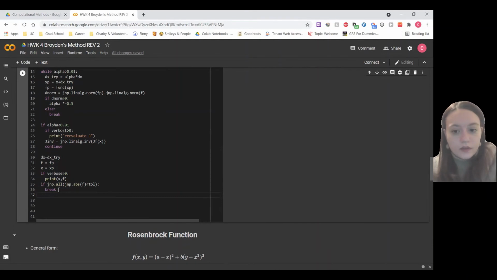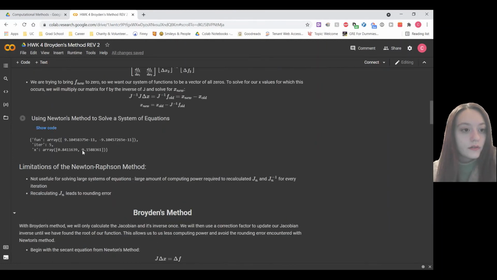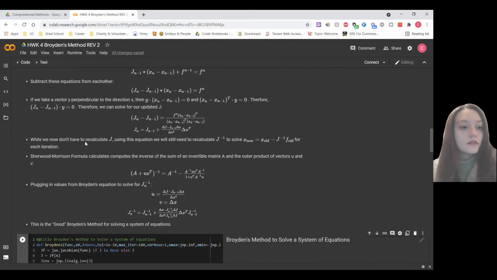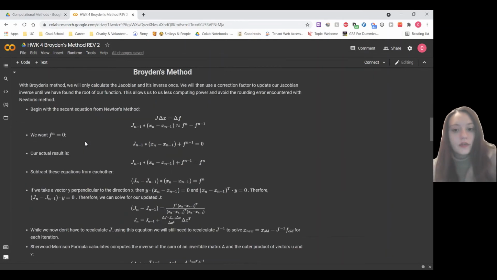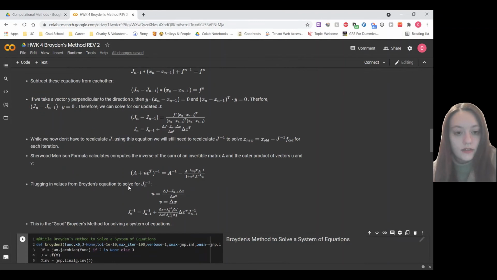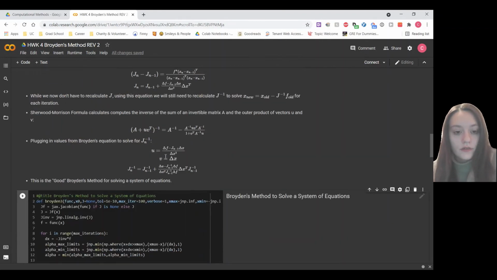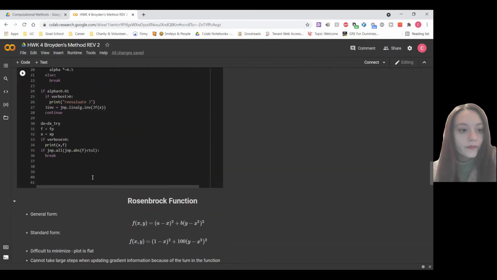So, okay. Now that we have calculated f, we've gotten it sufficiently close to 0, so now we want to update our Jacobian. So we're going to use the same formulas that we had up here. So we're going to set our u value, our v value, and then finally our value for our inverse Jacobian.